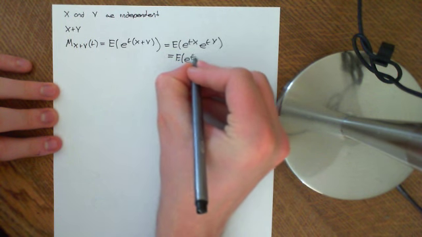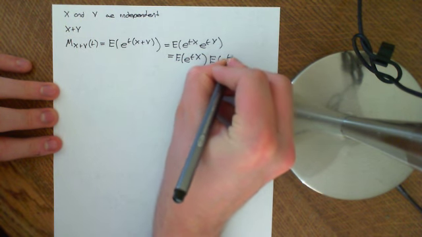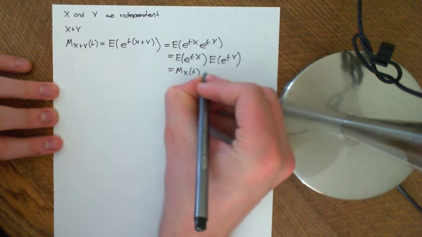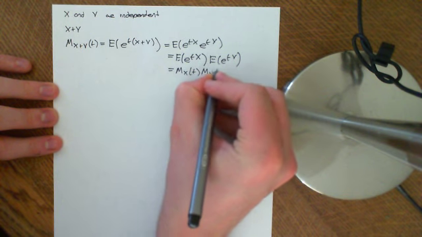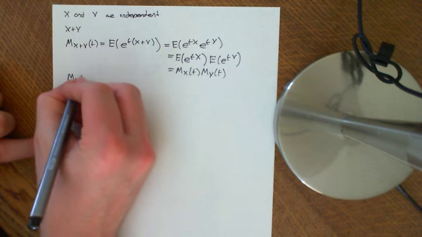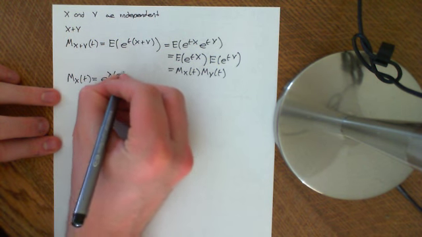So it splits into the expected value of e to the t of x times the expected value of e to the t of y, which is just equal to the moment generating function of x as a function of t times the moment generating function of y as a function of t. But we know what the moment generating function of a Poisson distribution is. It's equal to e to the lambda (e to the t minus 1).